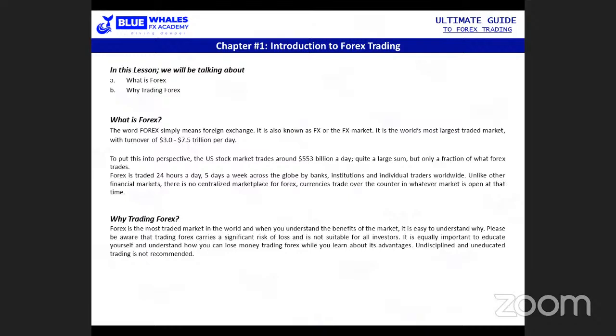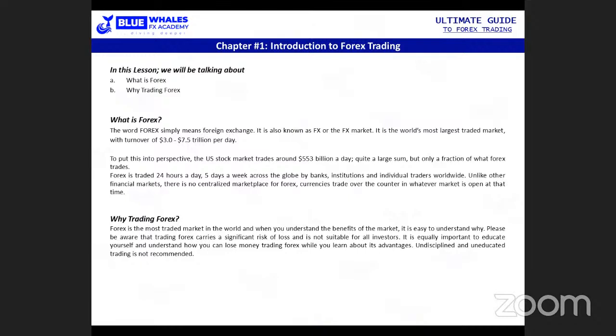Forex is traded 24 hours, 5 days a week across the globe by banks, institutions, and individual traders worldwide. Unlike other financial markets, there is no centralized market for Forex. Currencies trade over the counter, in whatever market is open at the time. You remember that? So, yeah.